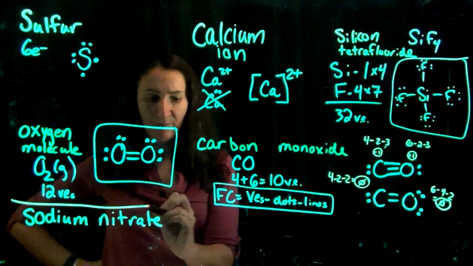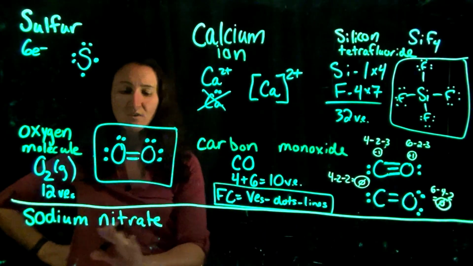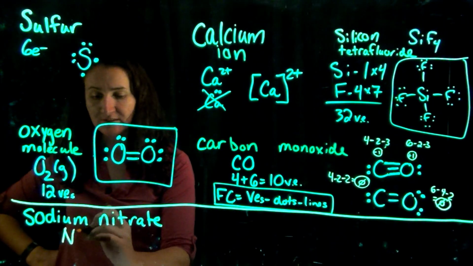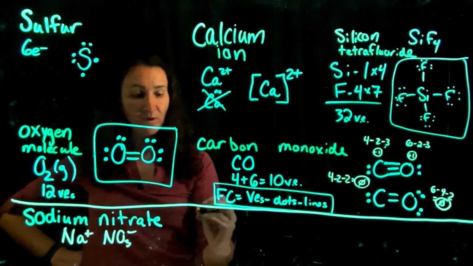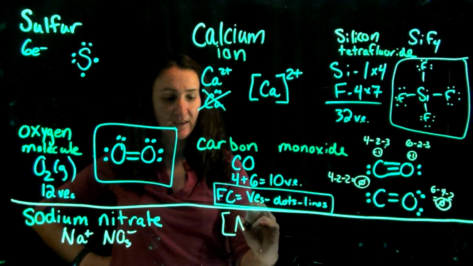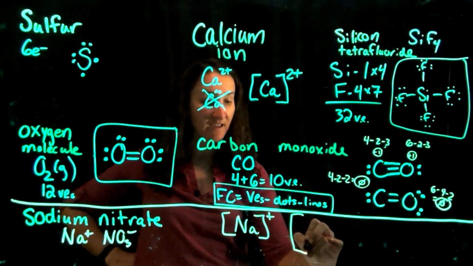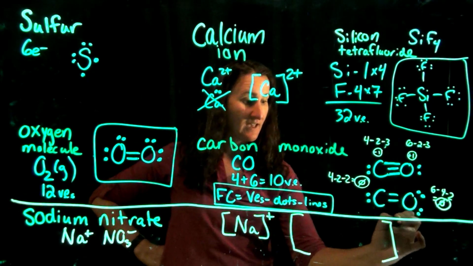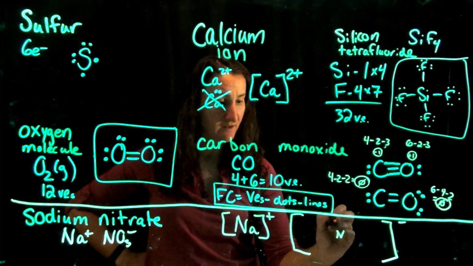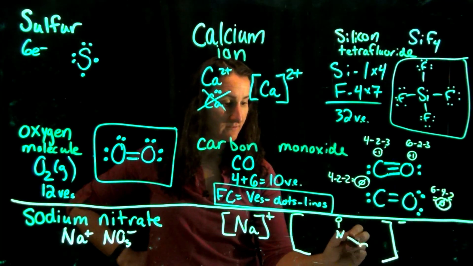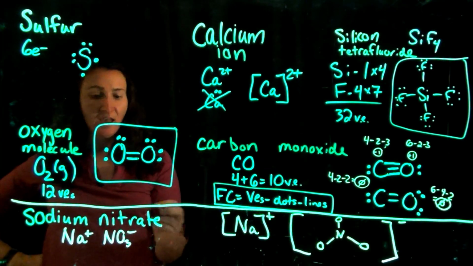I know I've taken up a lot of my board, so I'll kind of draw a line under here so that we can see how they're separated. So sodium and nitrate. You should remember that sodium is Na plus, nitrate is NO3 minus, which means our sodium, we can represent it by Na brackets plus. Our nitrate, on the other hand, is going to need a little more space and a negative. We know that nitrogen's in the middle because the least electronegative is in the middle. We know there's 3 oxygens all around. But how are they connected? Is it double bonds, single bonds?